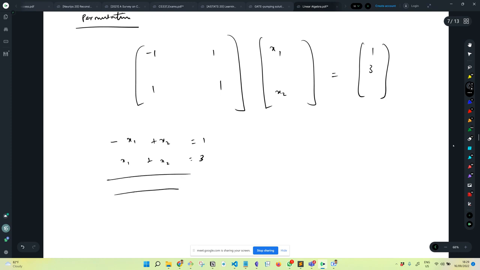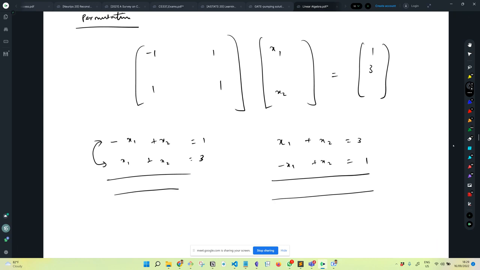Now, will the solution I obtain be any different if I permute the rows? Meaning, if I consider the system in this order, x1 plus x2 equals 3, minus x1 plus x2 equals 1. If I consider this system where the rows are interchanged, will the solution that I obtain be any different?